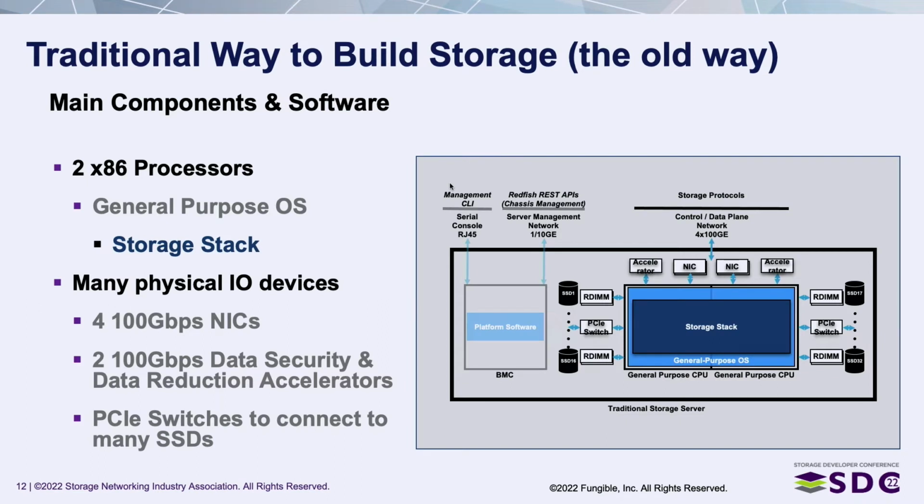So typical, this is just a general diagram. I've built lots of storage systems that look like this. You've got 2 general purpose processors. You've got some NICs. Some people use accelerators. Some people just use the x86 to do some of the acceleration. You've got some DIMMs for memory. You might or might not need more PCIe switching, depending on how many SSDs you want to connect to. It's a general sort of picture of how something looks.